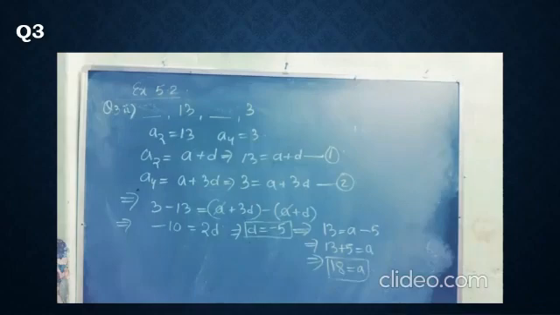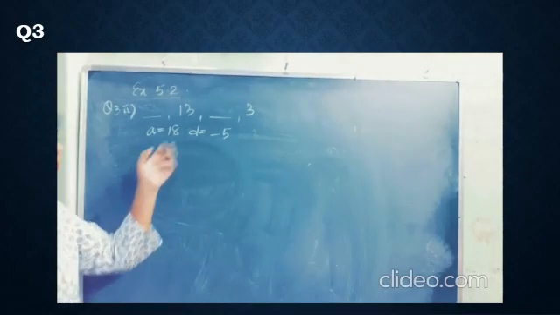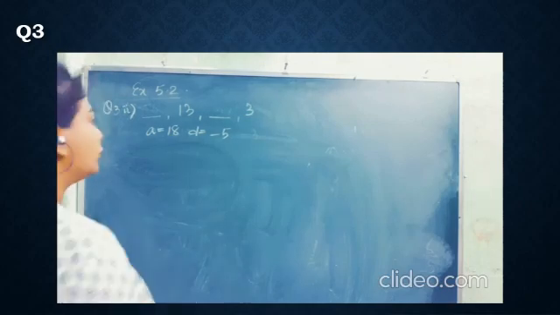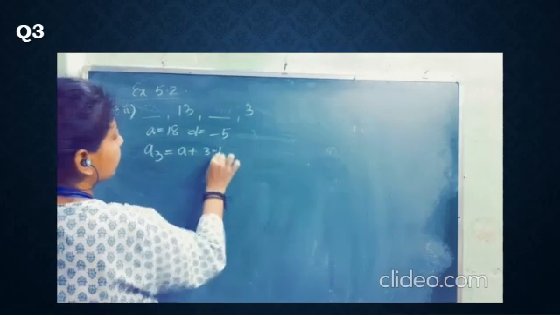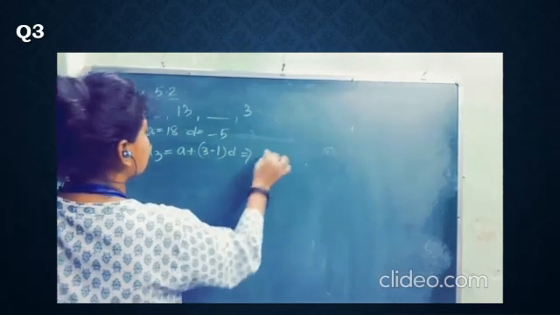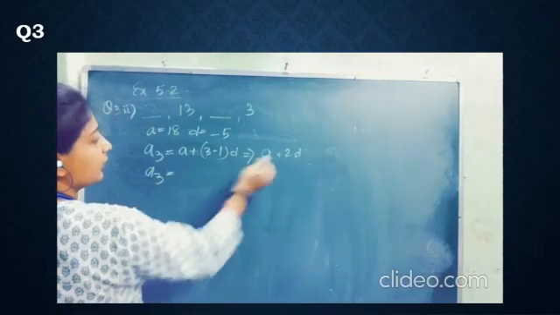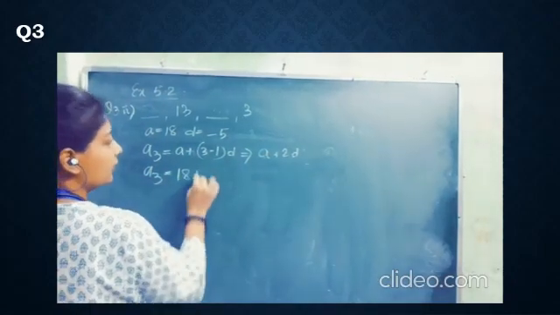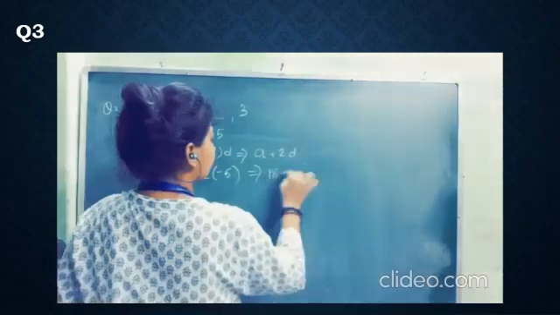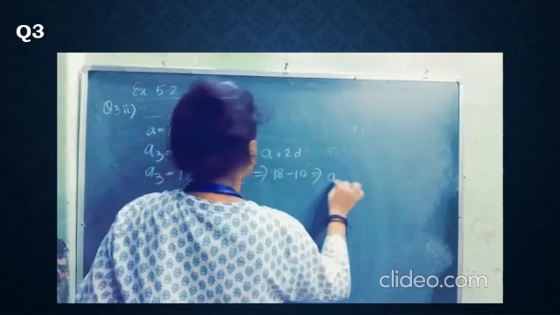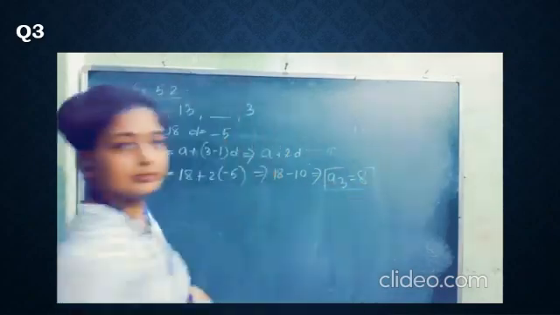I got the value of the first term and also the common difference, so I can find the value of the third term. a3 equals a plus (3 minus 1) into d, which equals a plus 2d. I can put the value of a as 18 and 2 into minus 5. This gives me 18 minus 10. This gives me the value of a3 as 8. So this is our answer.